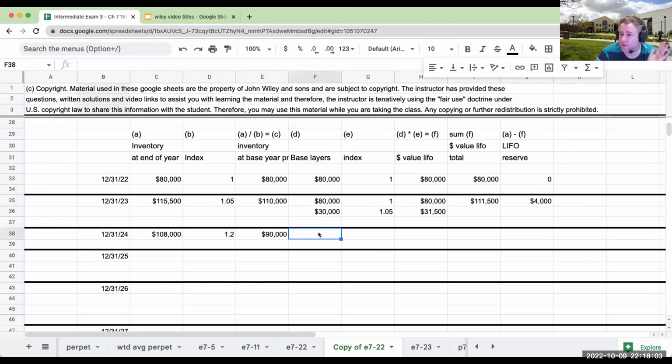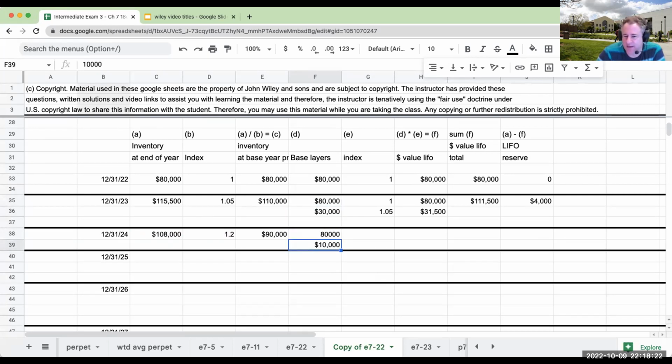So I'm not going to add a layer, rather I'm going to take away a layer. When we take away layers, we're doing this under LIFO. What does LIFO mean? It's last in, first out. So I'm still going to have my 80,000, but I'm going to take 20 off of this. So this is now going to be at 10,000. Whatever I come up with over here has to equal the layers. Now, remember, again, we're reducing this. We're going to take away from this one. Why this one? It's the most recent layer, last in, first out.